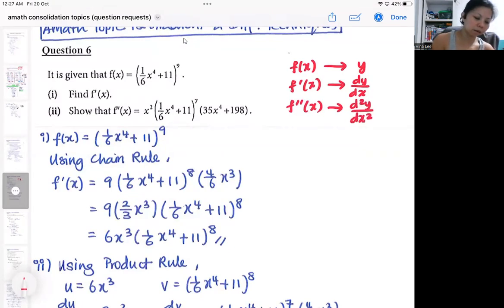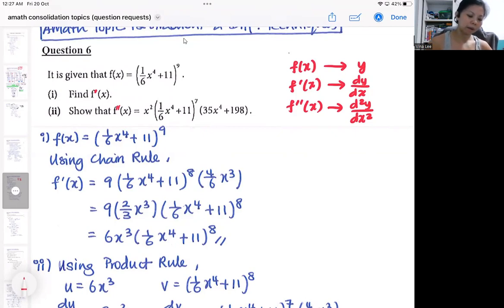So basically in this question, there is an f prime here, which is your dy/dx, and then you actually got to show a second derivative. So basically this question is just getting you to differentiate, and then you just need to be careful with your technique. There's nothing tricky about it.